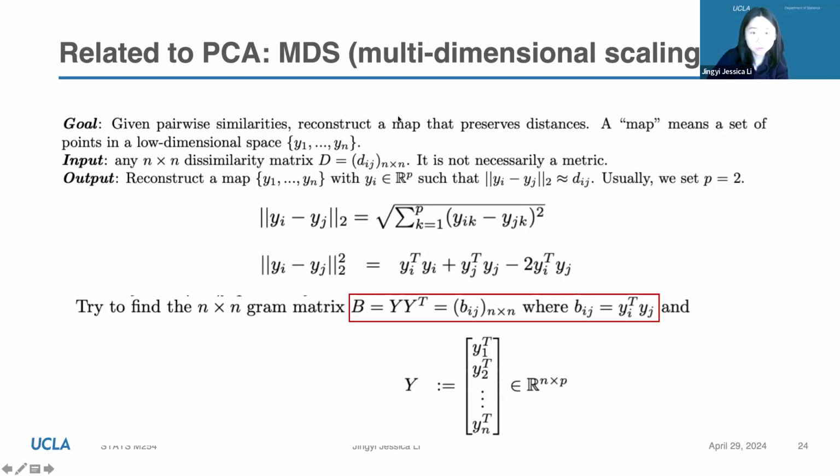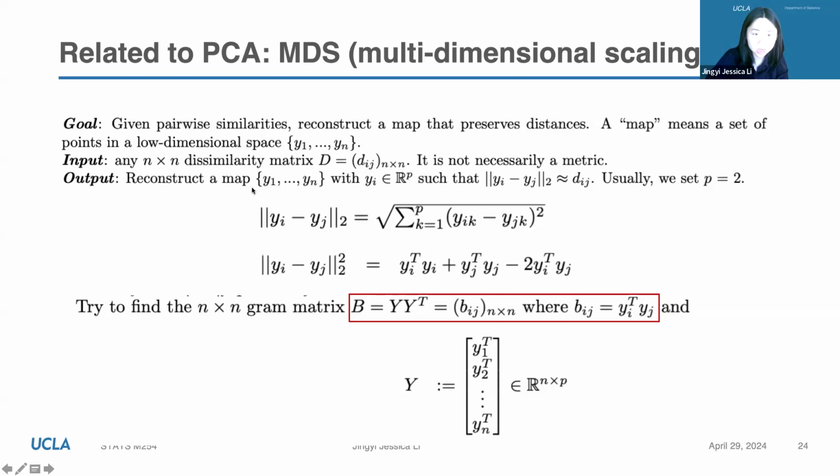So we want to find a map to preserve the distances, to find the low dimensional space for y1 to yn, and each one is for one observation. Our input is an n by n distance matrix, capital D matrix, Dij, so it's symmetric. We don't actually require it to be a metric, which has a very formal mathematical definition. But just for simplicity, you can consider it to be a distance metric. It doesn't really matter for the following discussion.